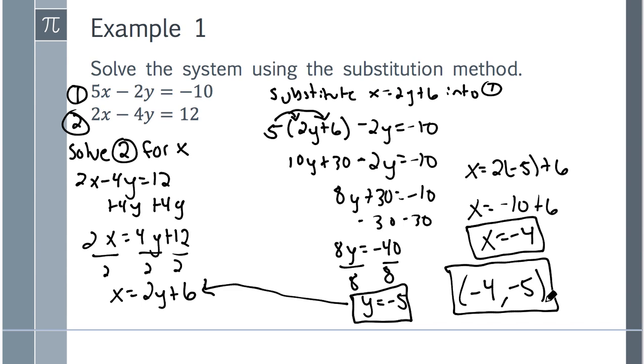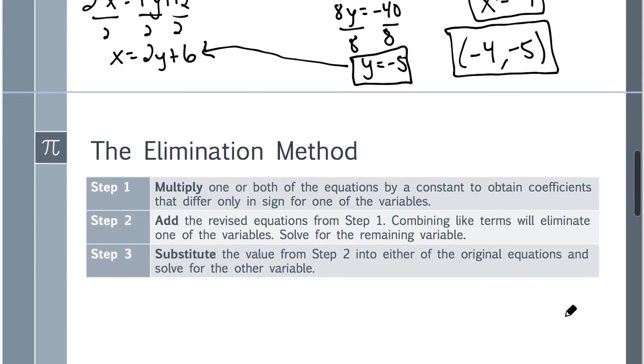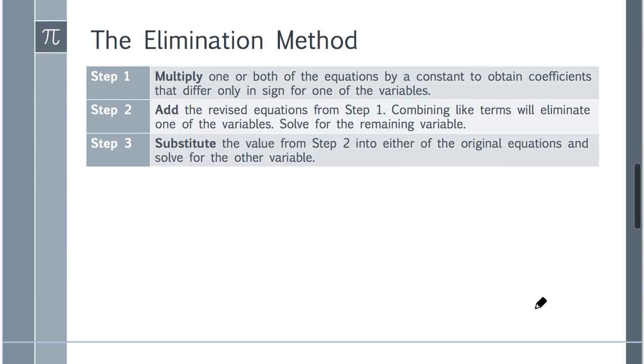Now, sometimes it's not easy to solve an equation for a variable. You get fractions, and this is a lot more work. So another method is what's called the elimination method, and sometimes this is easier to use. Again, we have a 3-step process. Step 1, you're going to multiply one or possibly both equations by a constant to obtain coefficients that differ only by the sign for one of the variables.